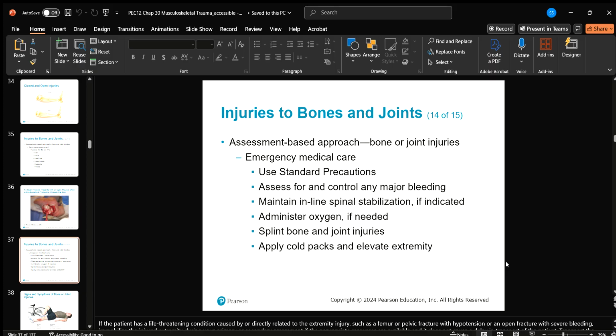Have you guys ever heard of the acronym RICE? Rest, ice, compression, elevation. So obviously keep the patient off of that extremity, or whatever the fracture is. Don't have them using it. Ice it using cold packs. Sometimes compression helps, especially for splinting. And then elevate the extremity.